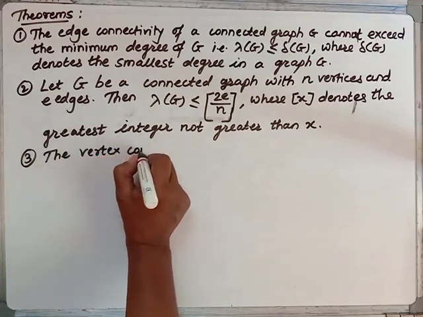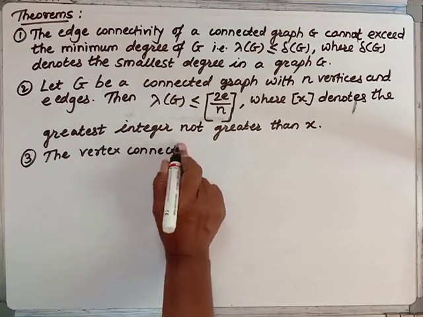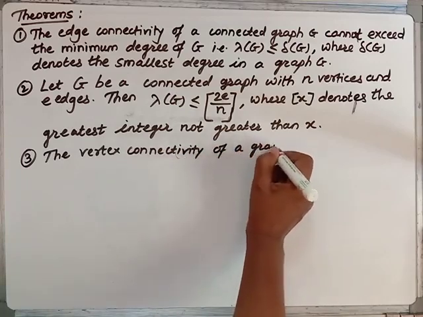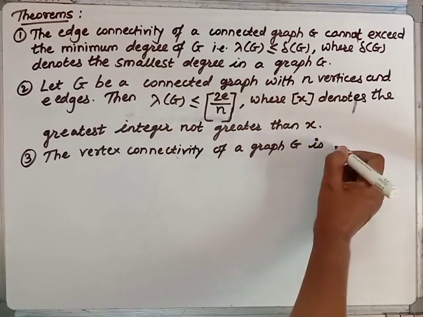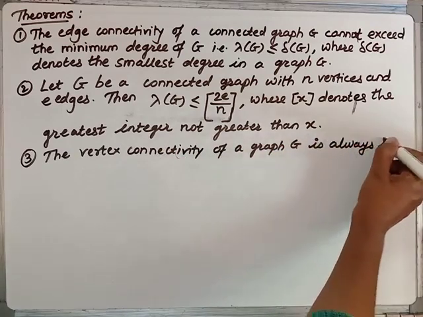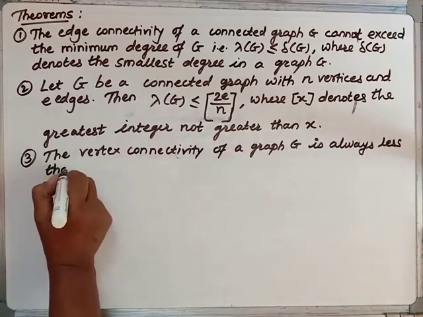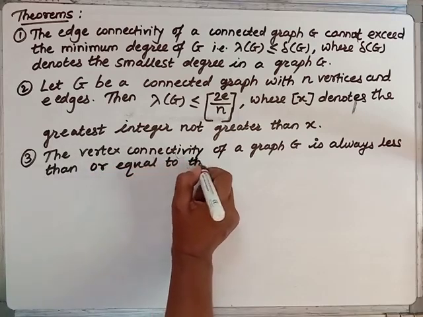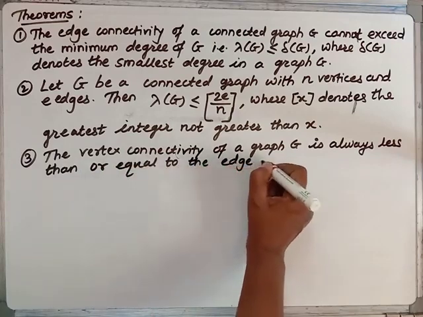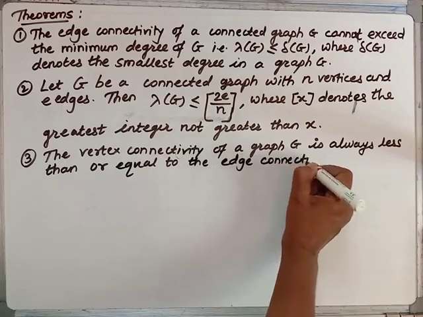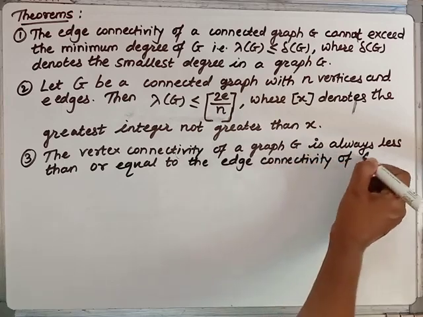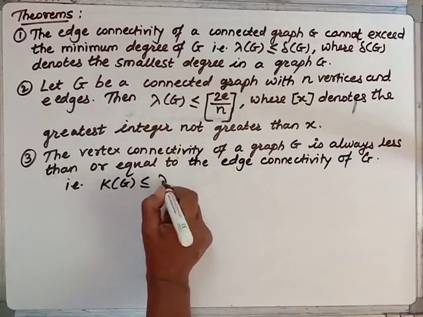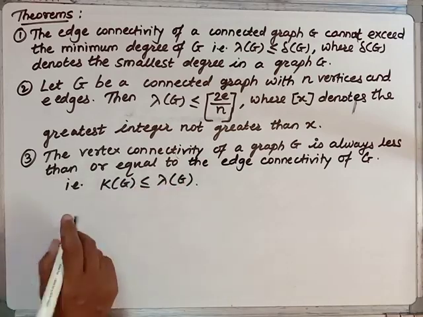Then the next one is the vertex connectivity. The vertex connectivity of a graph G is always less than or equal to the edge connectivity of G. That is, K of G is always less than or equal to lambda of G, right?